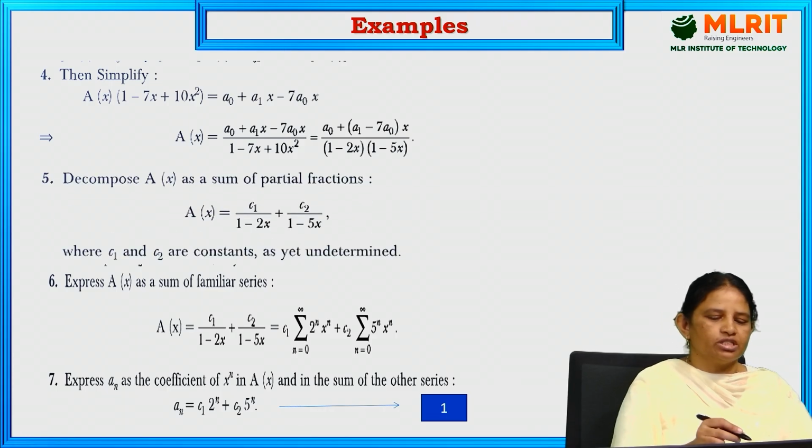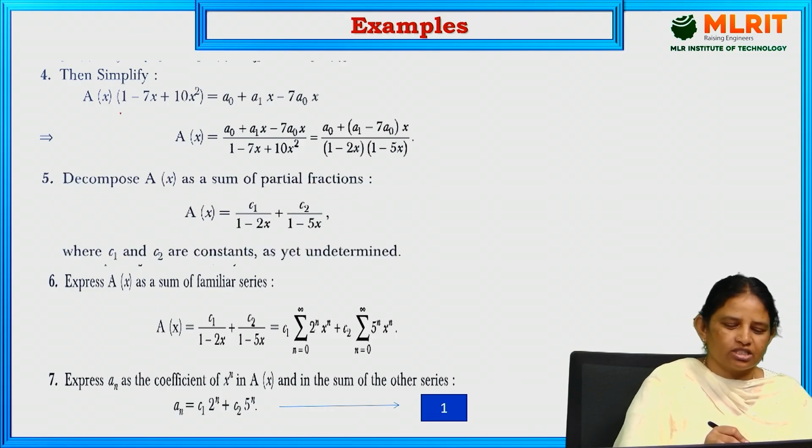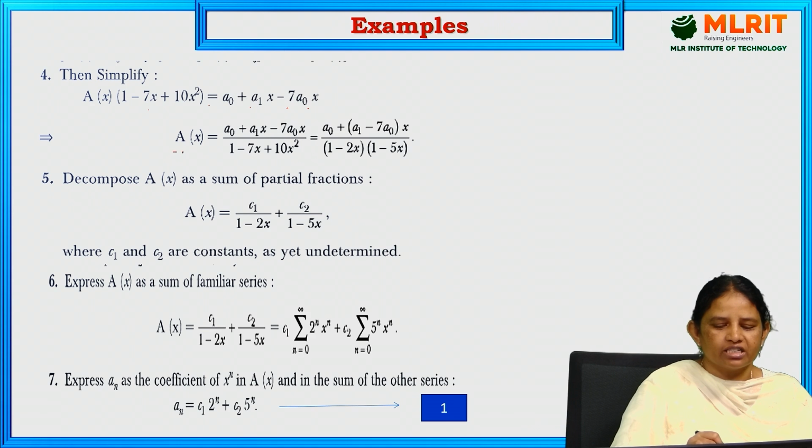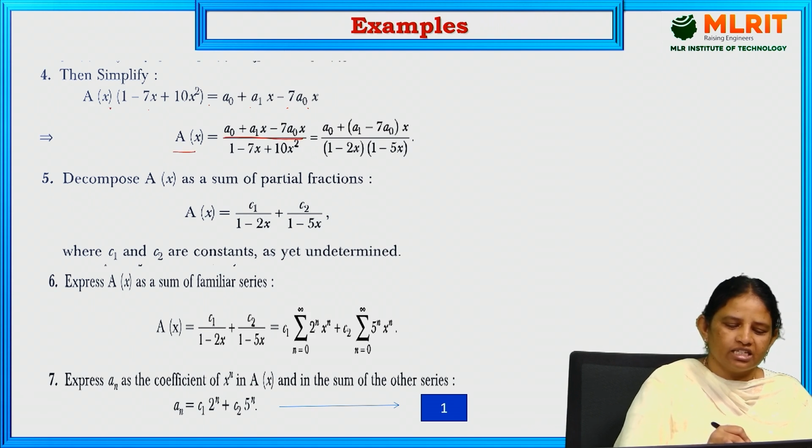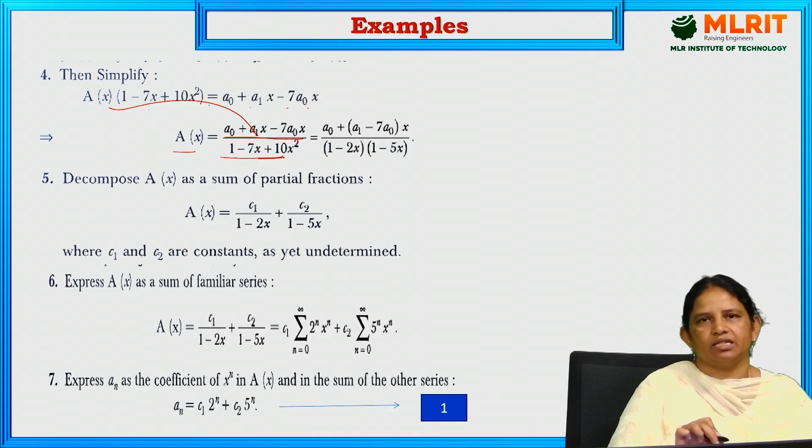Now we need to simplify. So take A(x) as common: (1 minus 7x plus 10x square) A(x) is equal to a_0 plus a_1 x minus 7 a_0 x. A(x) is equal to a_0 plus a_1 x minus 7 a_0 x, and then this fraction will come to the downside: 1 minus 7x plus 10x square.